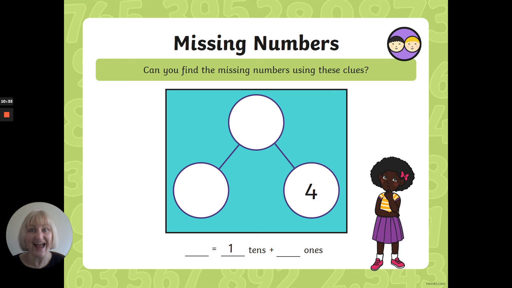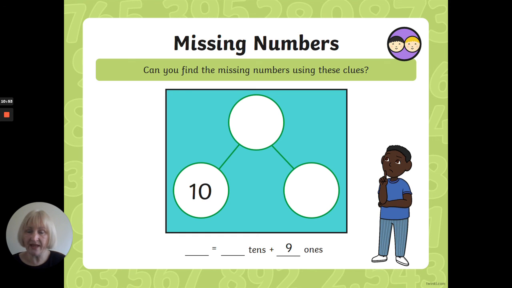Okay, let's see. How did you do? Did you find out that there was a 10 missing in that part and the whole number is 14? And did you write the number sentence at the bottom? 14 is the same as or equals 1 10 and 4 ones. Have a go at this one.